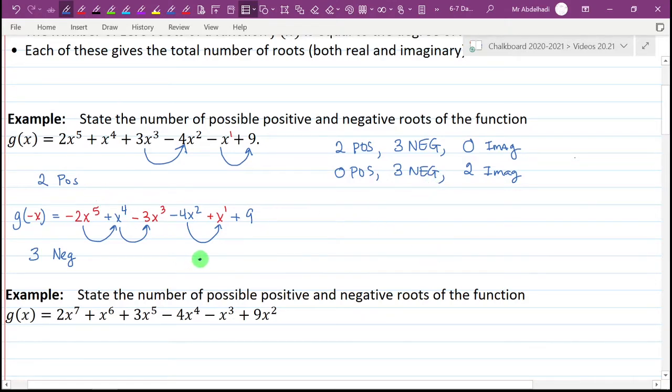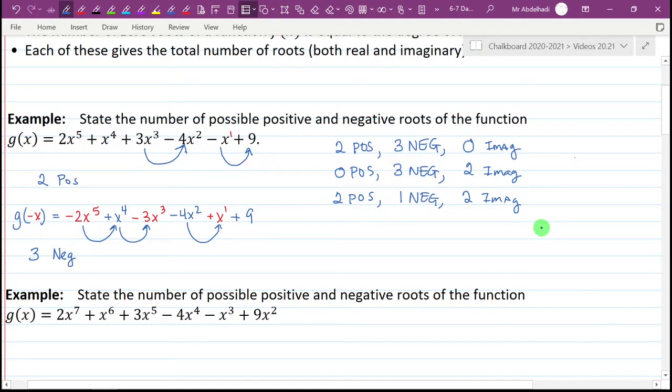But wait, what if we went back to having 2 positive roots, but now the negative roots weren't all real? Let's say 2 of them were imaginary, because once again, it has to be 2. It can't be 1. So that would make this 1 negative root. And now how many imaginaries would I have? I would have to have 2 imaginaries, 2 that came from the negatives this time. And once again, 2 plus 3 plus 0 equals 5. 0 plus 3 plus 2 equals 5. 2 plus 1 plus 2 equals 5. They all have to equal 5 for this to make sense.